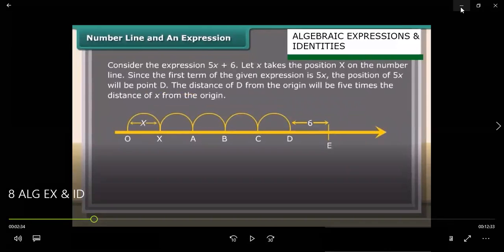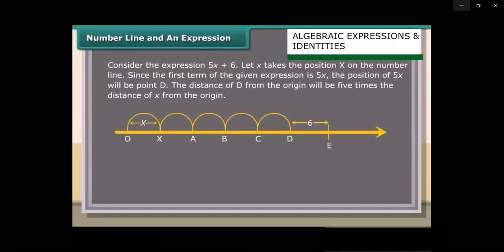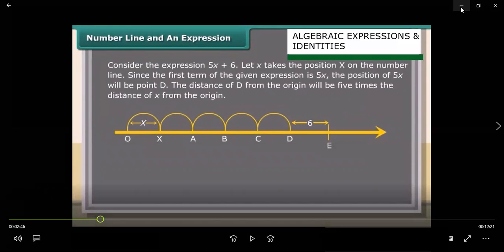Consider the expression 5x plus 6. Let x take the position X on the number line. Since the first term of the given expression is 5x, the position of 5x will be point D, all of you can see it, since one unit on the number line is represented by x. So the position of 5x will be 5 times x. We'll keep moving from point O towards point D, so at point D we get the position of 5x.